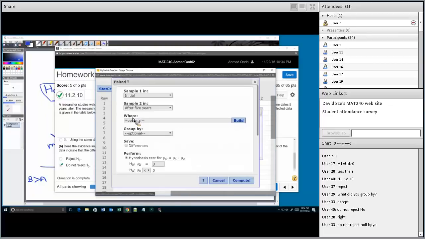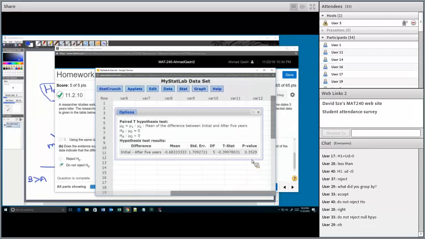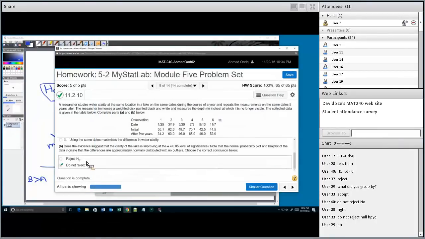I didn't group by anything. There's no grouping. I left the group by just like that. So no groupings, nothing. Okay. I get 0.3529. I do not reject the null hypothesis. Okay, and we'll stop here.